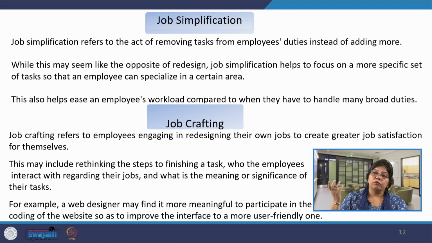Why? Because when the web designer has already rescheduled his task, that makes the job more interesting for himself and gives him an objective to make the page more user friendly for the customers, because the person is already experiencing that the task is significant to him. So, this is job crafting.